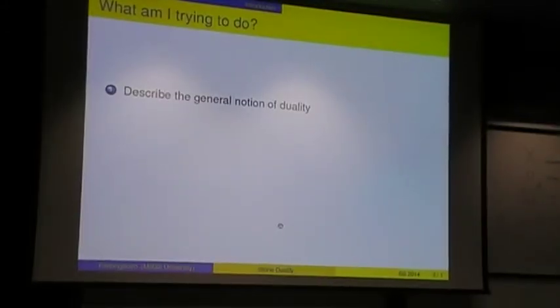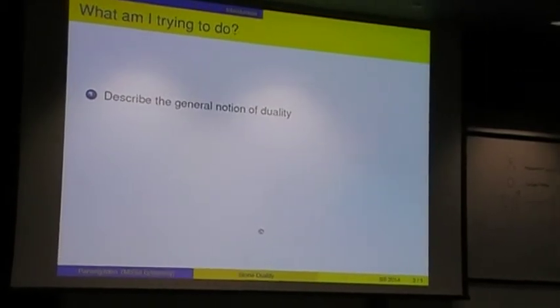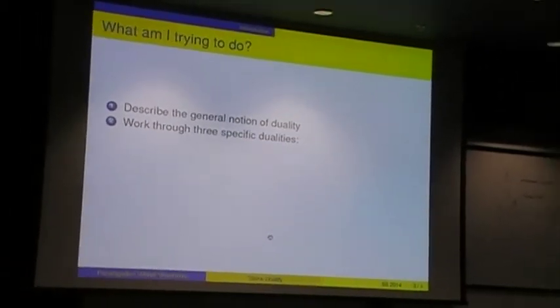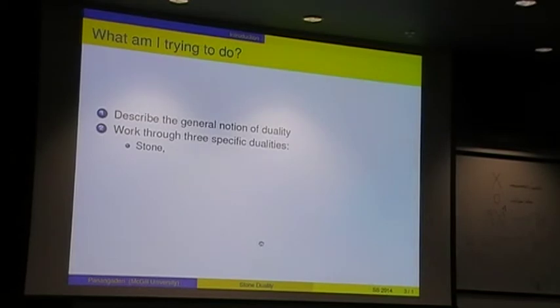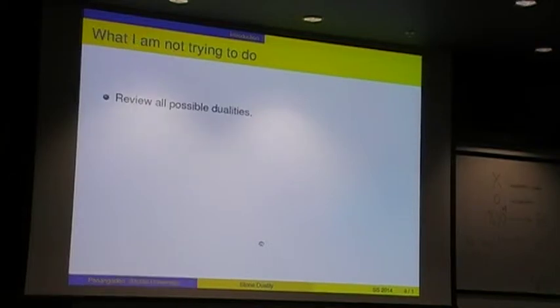So just a quick outline. I'm going to try and describe the general notion of dualities. Work through 3 specific dualities, the ones that I mentioned: Stone, Gelfand, and Pontryagin. And what I'm not trying to do is to review all possible dualities, because there are millions of them now.